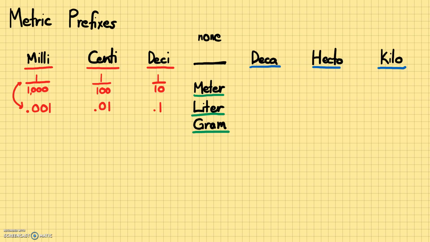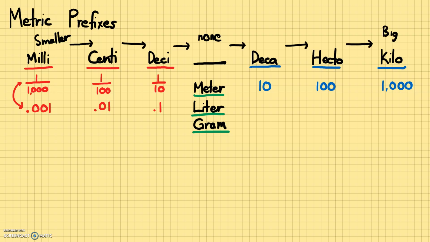Now we're going to go over the bigger ones. So deca means 10. Hecto means 100, and kilo means 1,000. Okay, so you can see the pattern here. This is the smaller part. And as we go this way, it gets bigger and bigger, bigger. Okay, so this is the biggest unit that we're looking at.